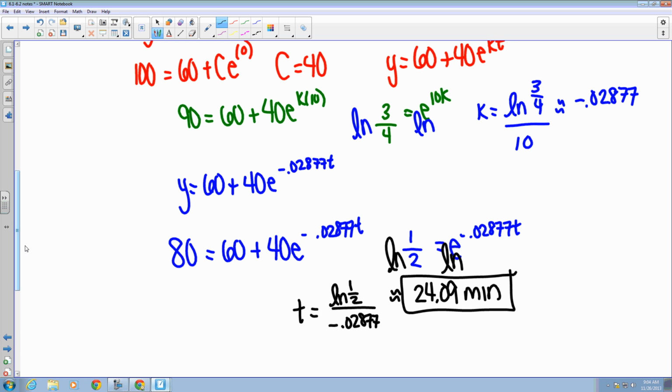Okay, and that was the last part of section 2 in chapter 6.